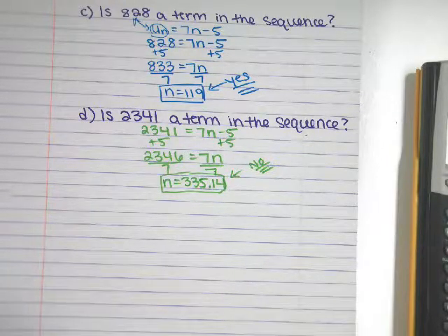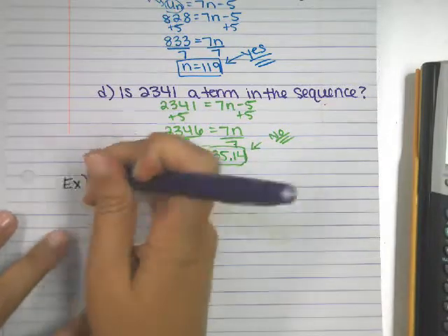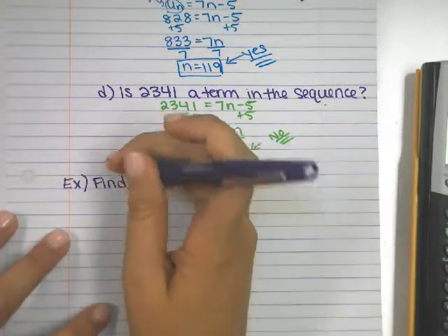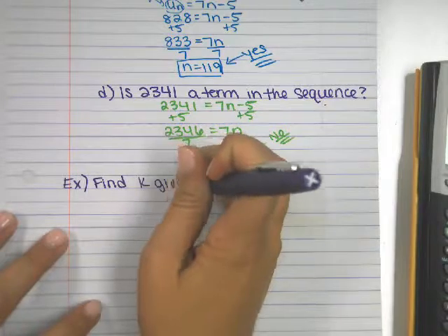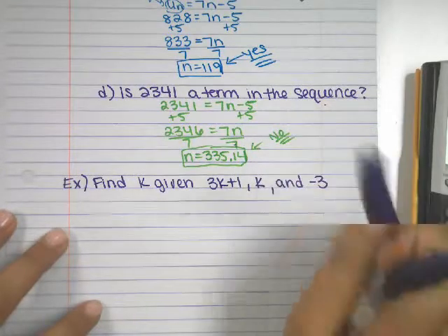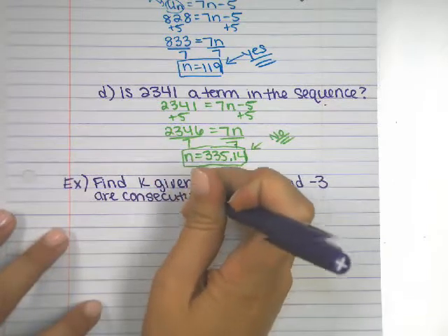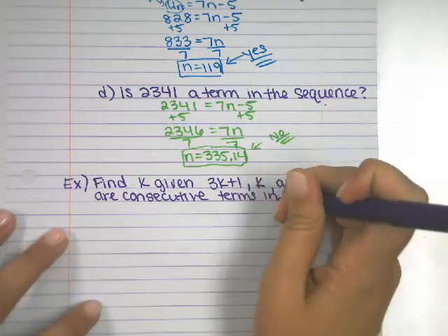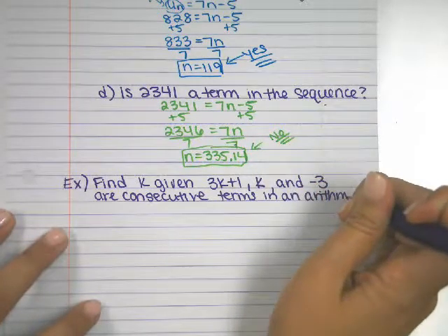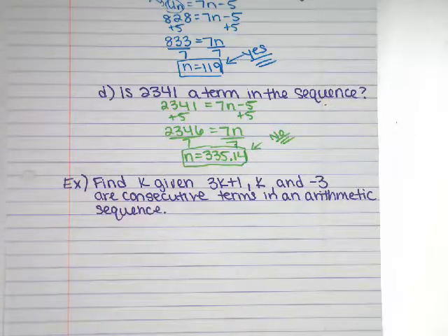All right, so we have a couple more questions. I know this video is kind of a long one. Just stick with me here. I'm going to write some terms that have an unknown variable in them. Find k given 3k plus 1, k, and negative 3 are consecutive terms in an arithmetic sequence.